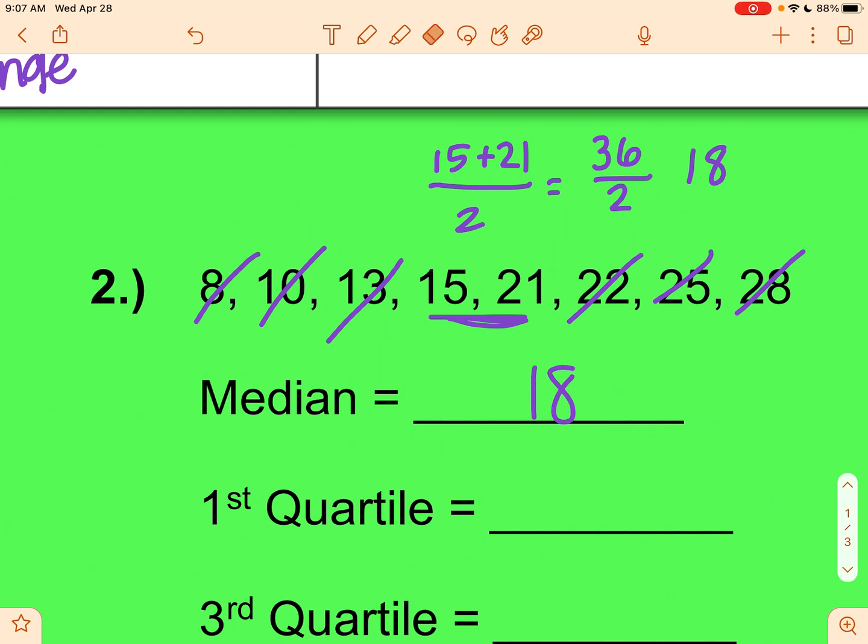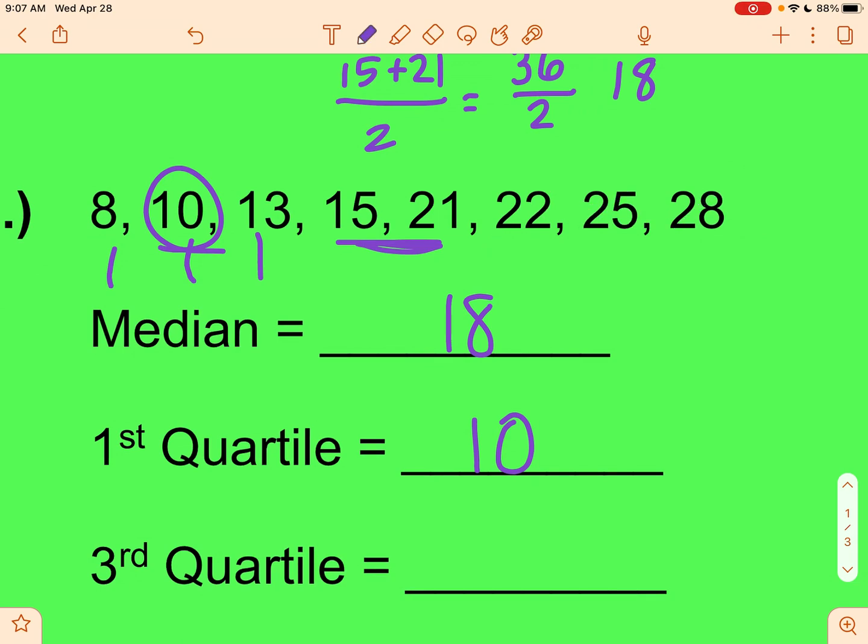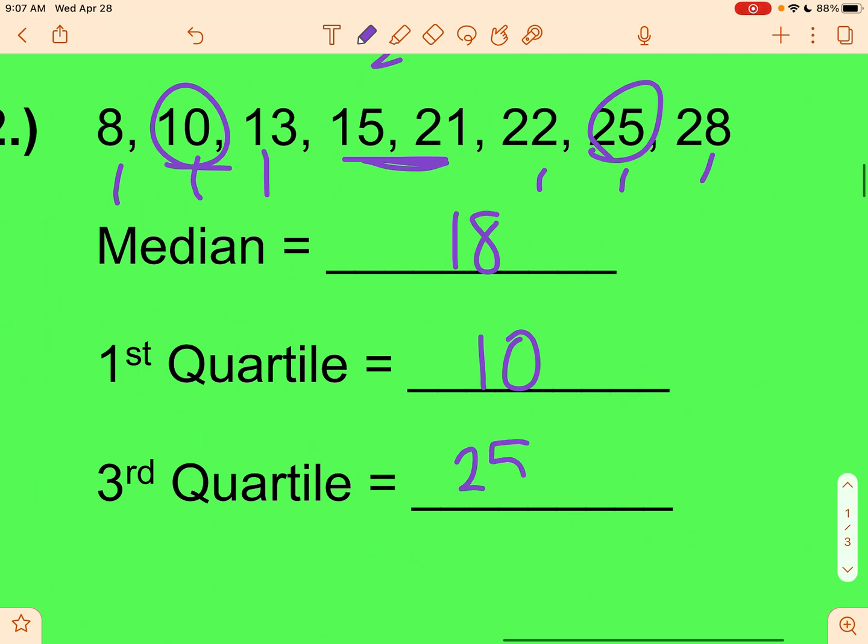Now to find quartile 1, we look at the 3 numbers that we crossed off. The middle number is 10, so that's your first quartile. And then your third quartile is 25, because that is in the middle.